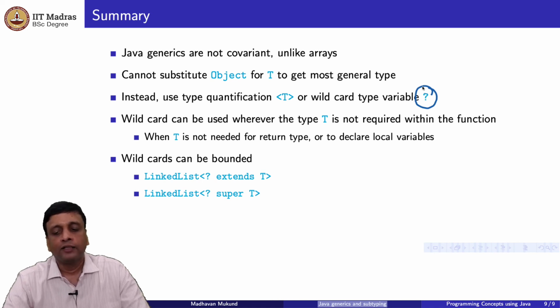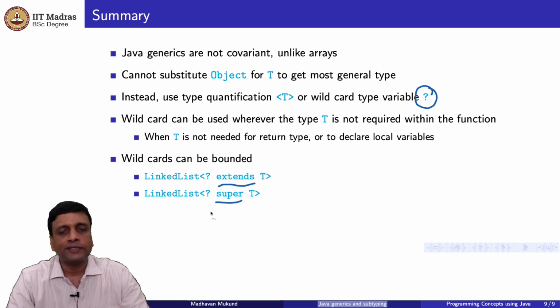So wildcard in general can be used wherever the type T is not needed explicitly in the rest of the function. It's only needed to specify a kind of constrained or unconstrained access to the argument, but it's not used in the return value and it's not used in any local variables. Then we don't really need to remember what T is when we enter the function. So we can then freely use the question mark to indicate this freedom of choice of type and proceed. And like normal type variables, we can bound our wildcards using either extends or super. So we can describe the fact that we want an arbitrary type which is a subtype of a given type, or an arbitrary type which is a supertype.